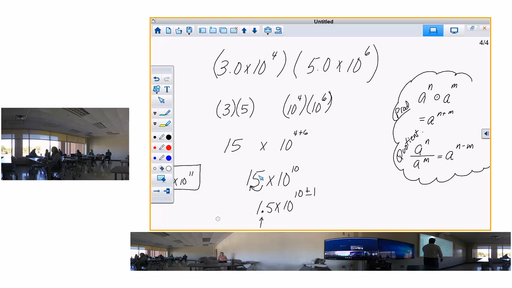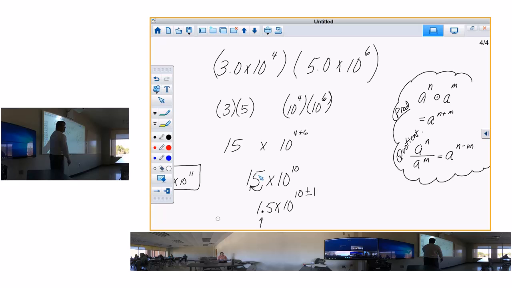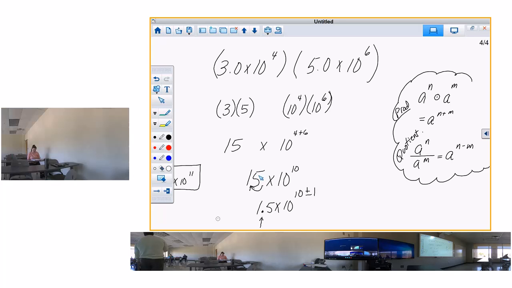She turned this into 30,000. With me? And she turned this into 5 what? Million. And guess what she was doing? Long multiplication. People, why do you think we're showing you how to do scientific notation? So you don't have to do all that. That's the whole purpose.